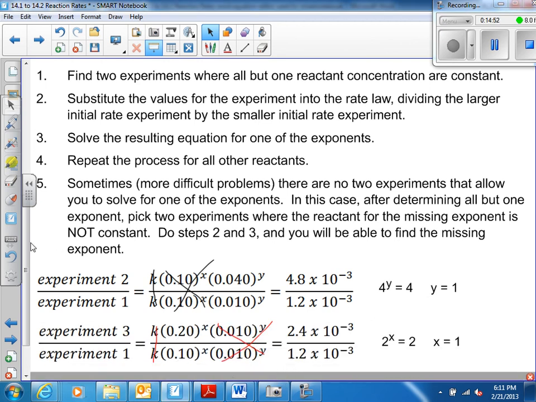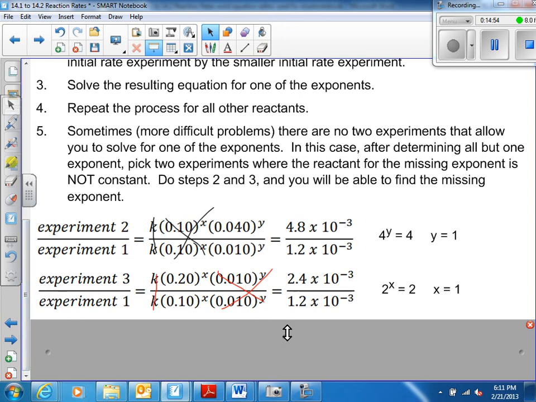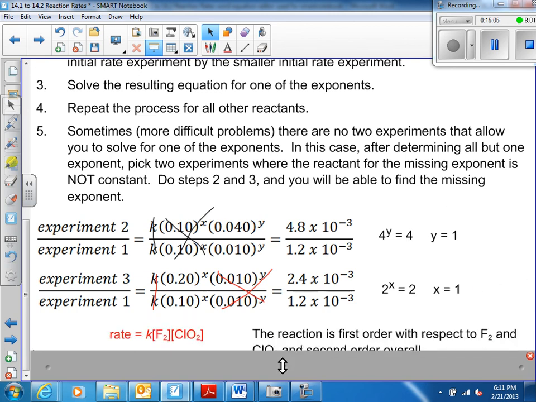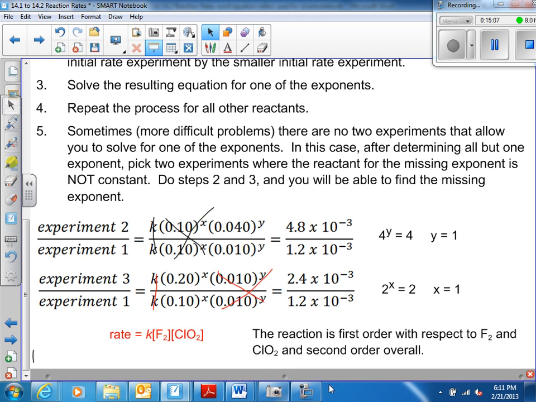X is 1. Okay. So now I know the order with respect to Y and the order with respect to X. Just 1. The overall order, you just add these. Overall is 2. And the rate law, you just plug in your values. So this is our answer right here.